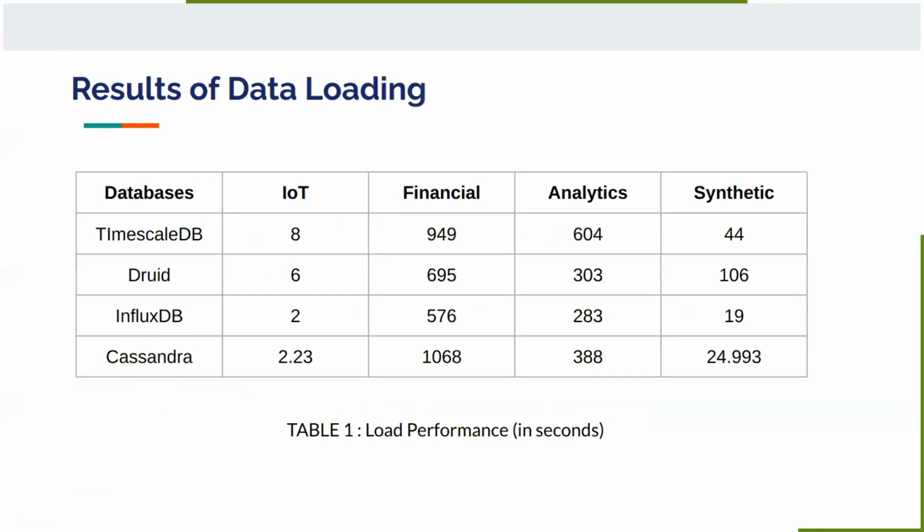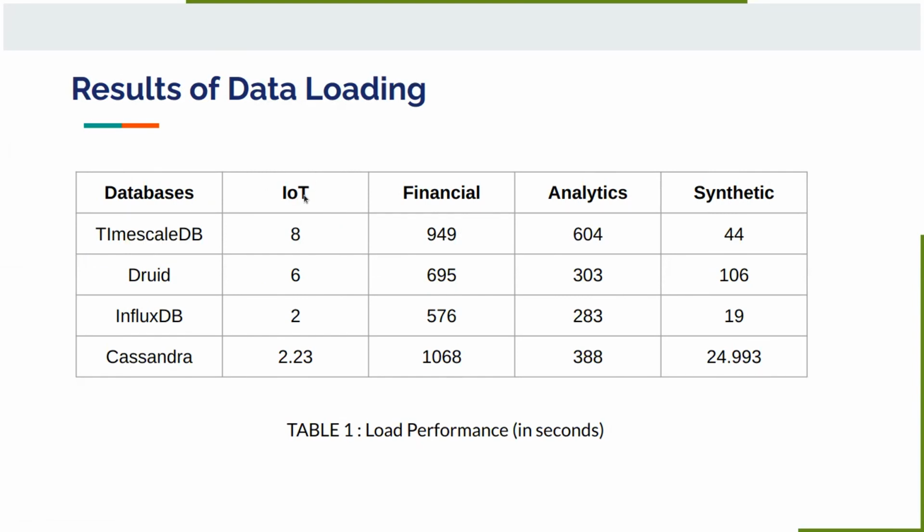Okay, so these are the results of our first metric, data loading, or throughput, you can say. In this column, you can see the different databases: TimescaleDB, Druid, InfluxDB, Cassandra, and in this row, you can see different data sets. This is the data set of IoT domain, this is the financial domain, analytics domain, and this is the synthetic data. These numbers represent the time required to store the particular data set in seconds. Like, suppose TimescaleDB takes 8 seconds to store the IoT data set.